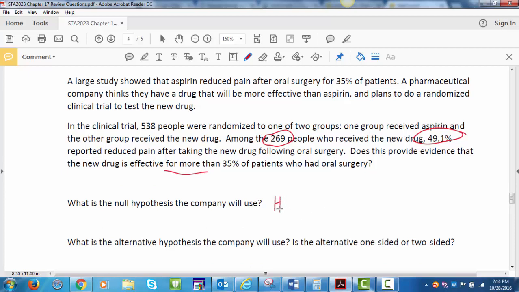Remember, the null always has an equal sign in it, and we're talking about a population parameter here. Where did we start? We started at the 35%, because that was what the aspirin was effective for, 35% of the people. So that's going to be my null.